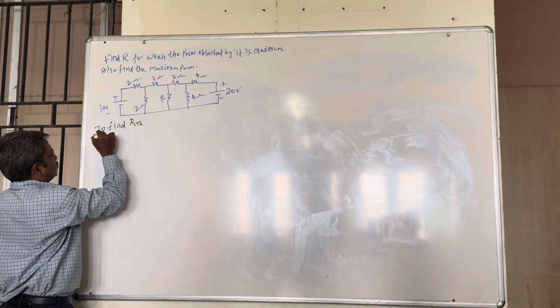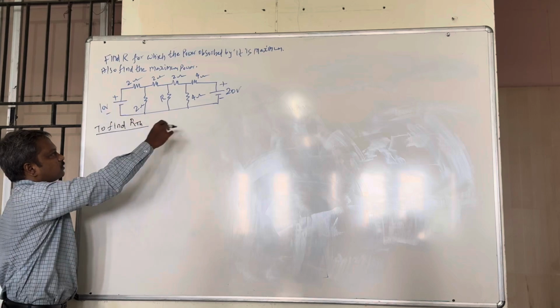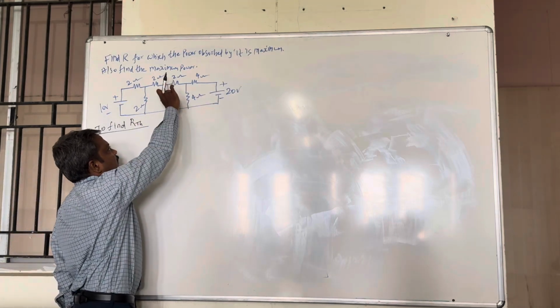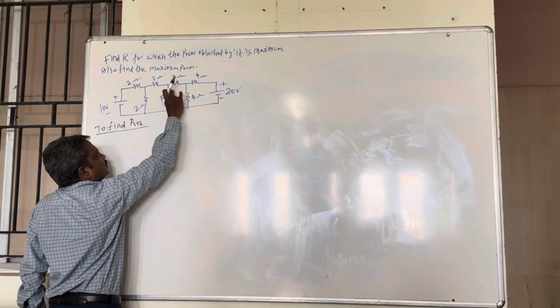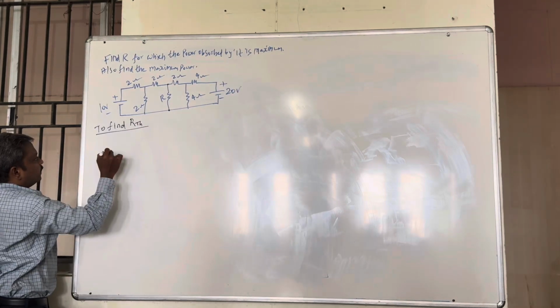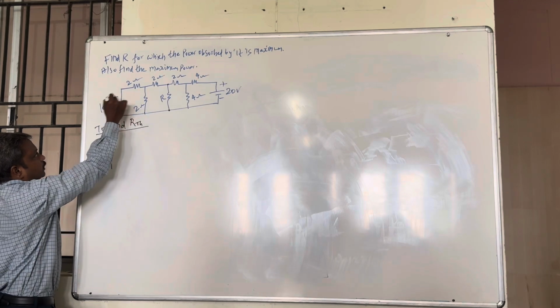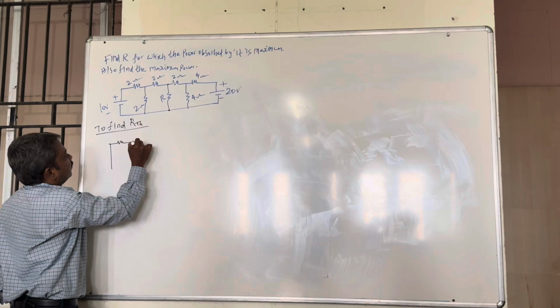To find RTH, you know the procedure. What you have to do? You have to replace the sources with their internal resistances, remove the load resistance, and you have to see the equivalent resistance at the load point. Now the circuit becomes, I am short circuiting this 10 volt source and I am redrawing the circuit.